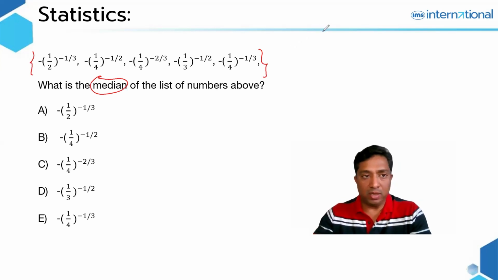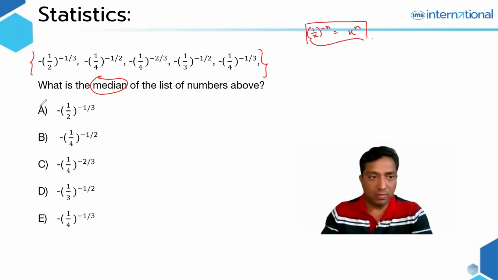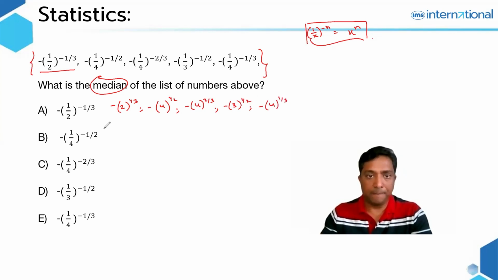Before we go ahead, you all know the concept that (1 by x) whole power minus n can be written as x power n. We're going to apply this on all of these numbers. So here this becomes minus 2 power 1 by 3. Likewise, the second element turns out to be minus 4 power 1 by 2. The third element is minus 4 power 2 by 3. The fourth element is minus 3 power 1 by 2. And the fifth element is 4 power 1 by 3.